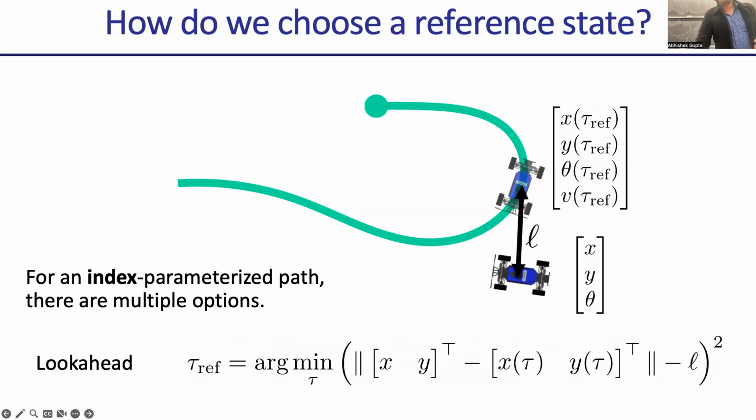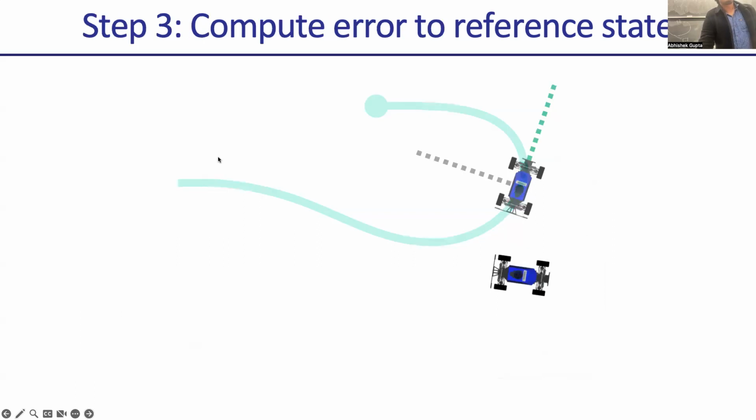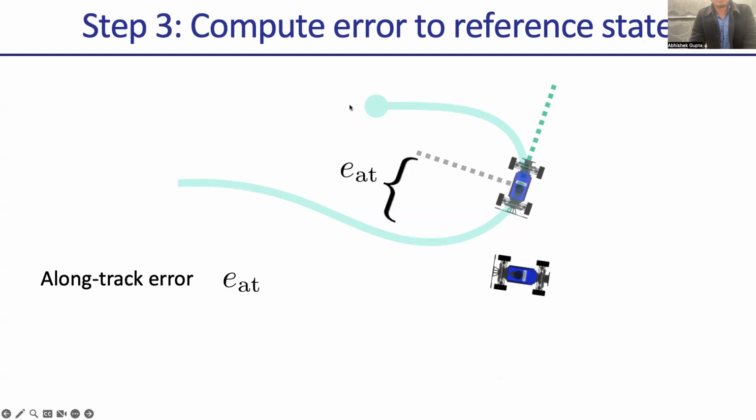Okay, so now we've chosen a reference point. The next thing you want to do is compute the error to the reference state. So you've chosen a point, whether it's the closest point or a look ahead point, or some point on the reference trajectory, and you want to figure out how to get to that point, right? So you want to figure out the error between your current state and that state, and you want to figure out how to minimize that error, right? And so what you want to do is measure the difference between your current state and the reference state. Actually, this is your current state. That's the reference state. You want to figure out the error between them, right?